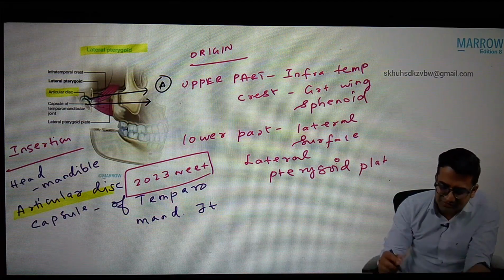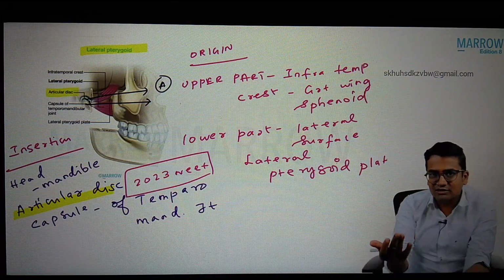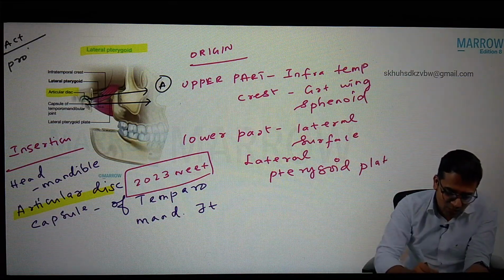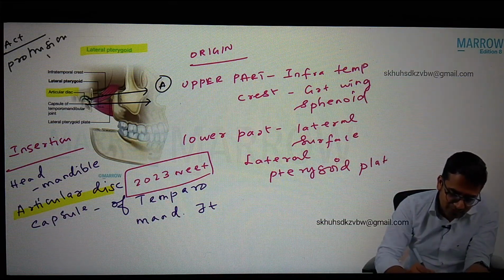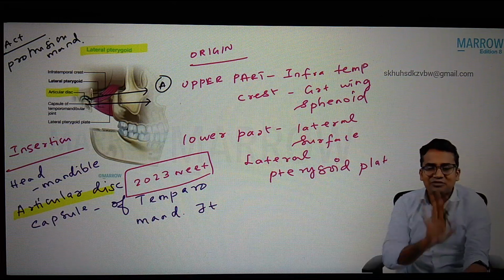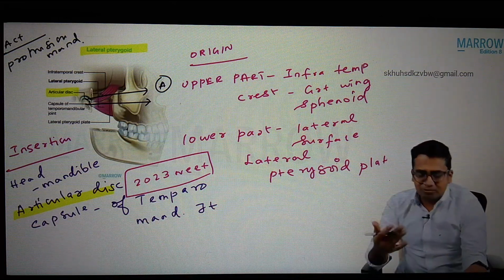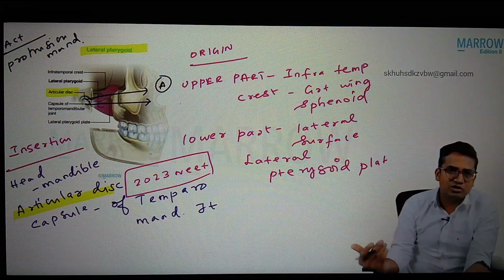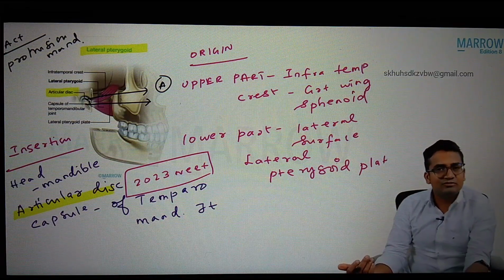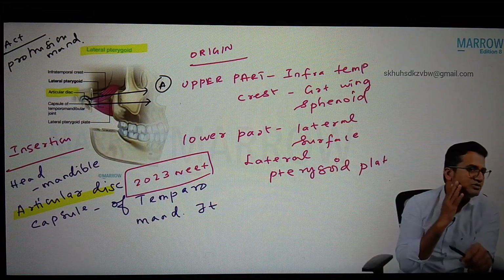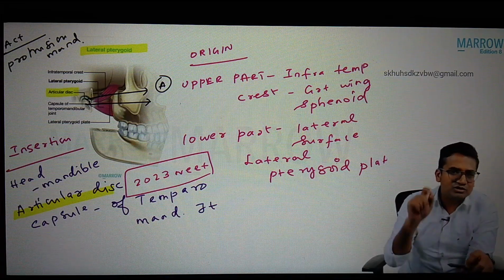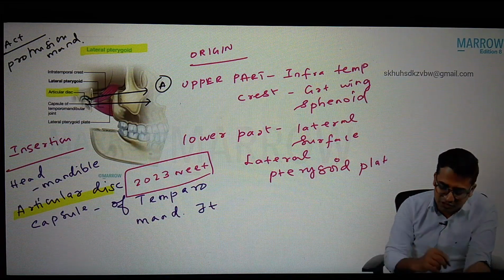Okay, so what is the action? Moving anteriorly is called protrusion. So, action number one, protrusion of the mandible. Now, because of protrusion, the head of the mandible is losing the support of the ligaments of the temporomandibular joint.